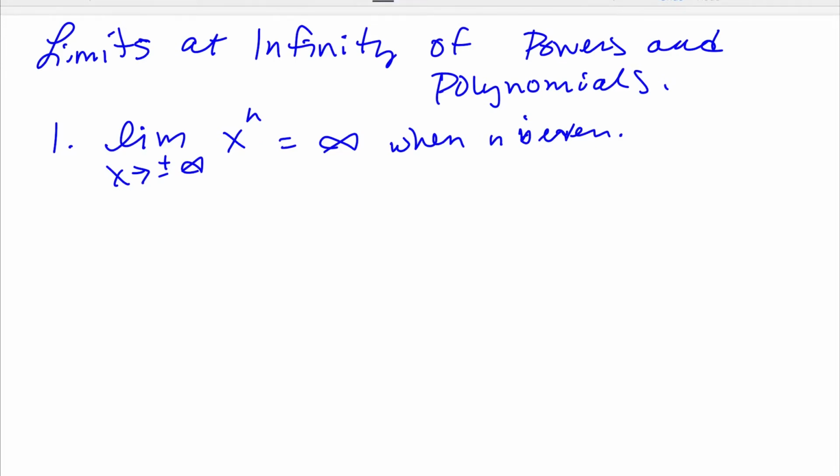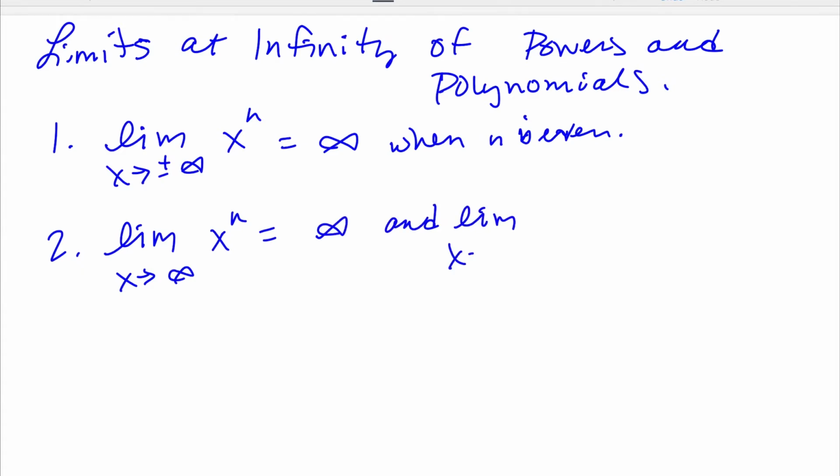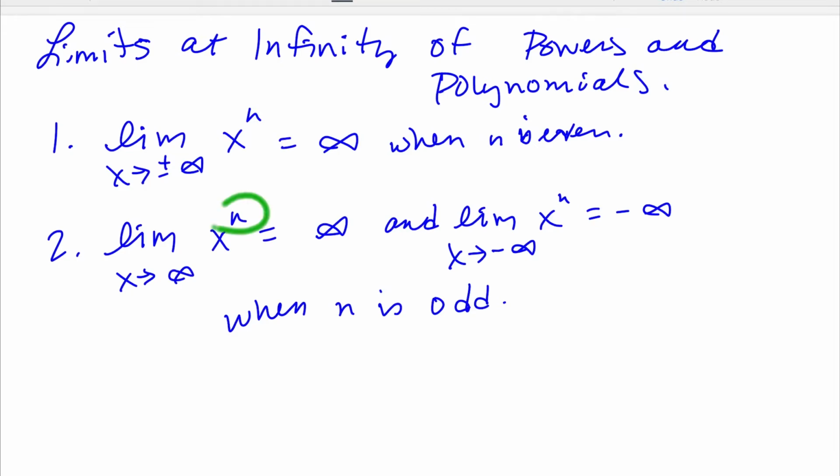And so then we could break this up. The limit as x approaches positive infinity of x to the n is equal to infinity. And the limit as x approaches negative infinity of x to the n is equal to negative infinity when n is odd, right? Because if you have an even exponent, it's always positive.